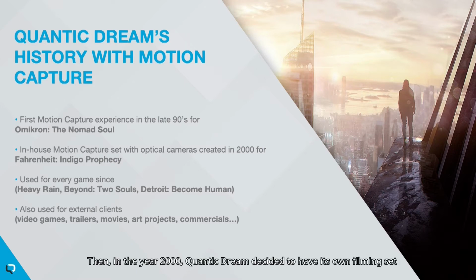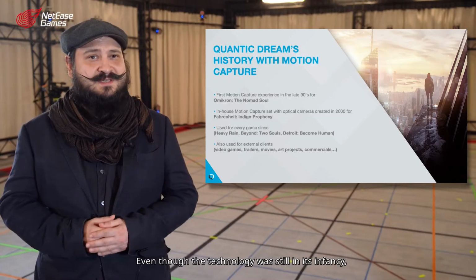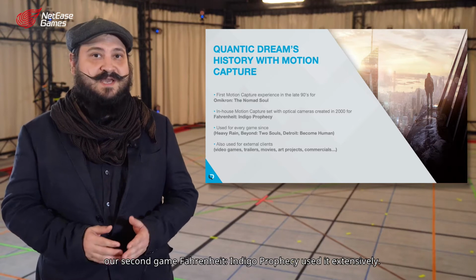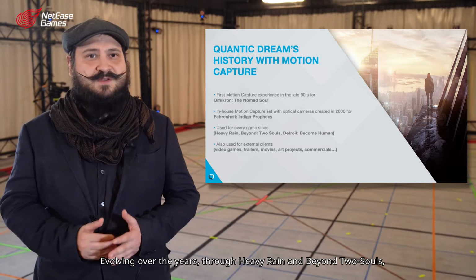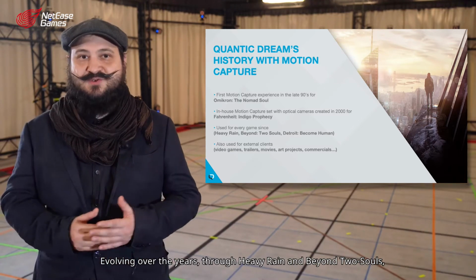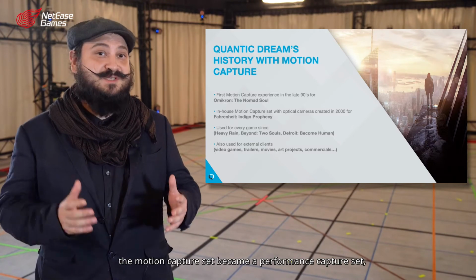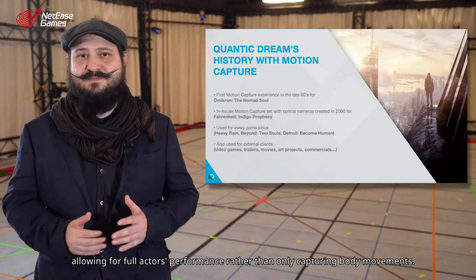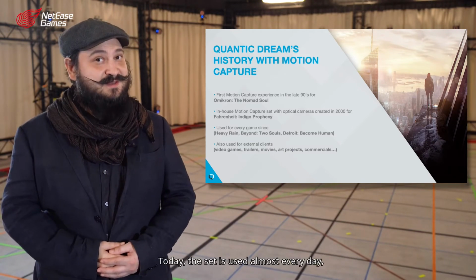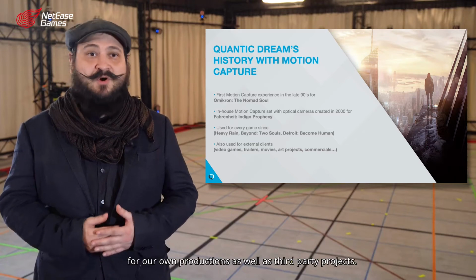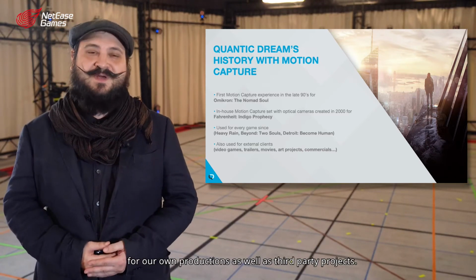Then, in the year 2000, Quantic decided to have its own filming set within its facility and got equipped with optical cameras. Even though the technology was still in its infancy, our second game, Fahrenheit: Indigo Prophecy, used it extensively. Evolving over the years through Heavy Rain and Beyond: Two Souls, the motion capture set became a performance capture set, allowing for full actor's performance rather than only capturing body movement. Today, the set is used almost every day for our own production as well as third-party projects.